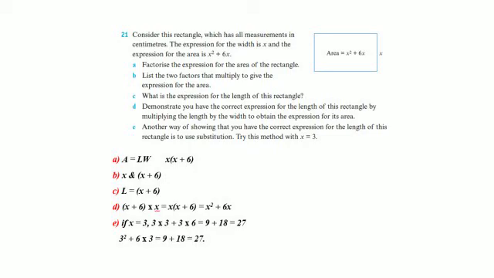And then in part E, we prove that it's correct by multiplying out, expanding it out. If x equals 3, 3 times 3 plus 3 times 6 equals 9 plus 18 equals 27. If we substitute x equals 3 into x squared plus 6x, we get 3 times 3 plus 6 times 3, which again is 9 plus 18 equals 27, so we get the same answer.